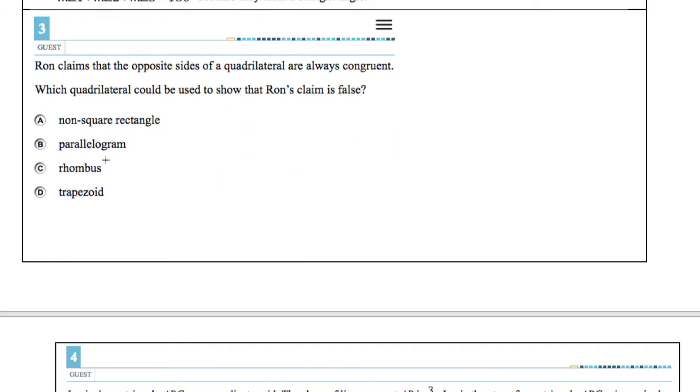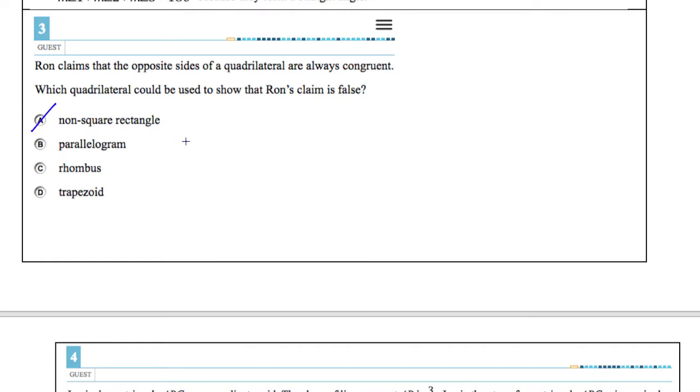So all 4 of these are quadrilaterals. We've talked about them all before. Which one of these would show that he's false? So we have to disprove him. A non-square rectangle, I just drew that. If I drew it correctly, it would look a little bit better. Looks like that. Well, those 2 sides are congruent. Those 2 sides are congruent. So that matches what Ron is saying. We're trying to disprove him, so no.